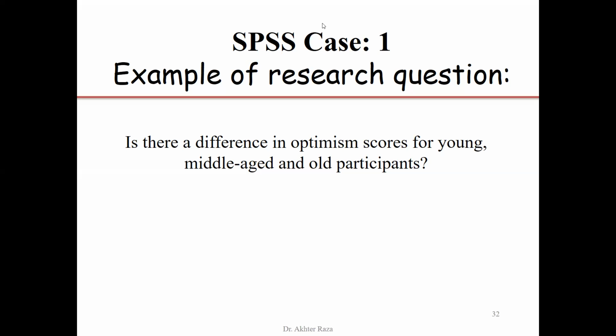The null hypothesis will be what? The null hypothesis is that the average optimism score, mu of young, is equal to mu of middle age, and equal to the average optimism in the older or senior persons. So this is our null hypothesis, and in the alternate hypothesis, we have at least two groups having unequal means.